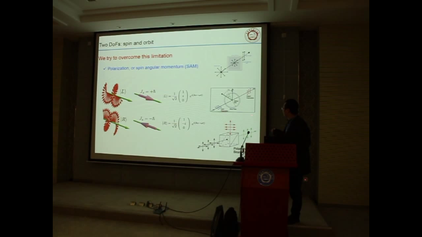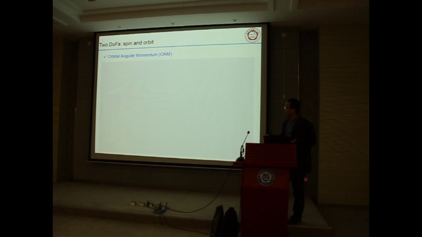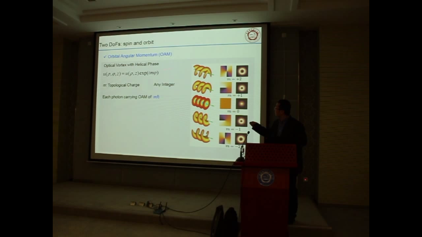The second DoF we choose is the orbital angular momentum of the photon. It results from a special distribution of phase, the helical phase, and it has this form. And m is the topological charge, because it can be designed by a spiral phase plate. So OAM can construct a Hilbert space with infinite dimensions.